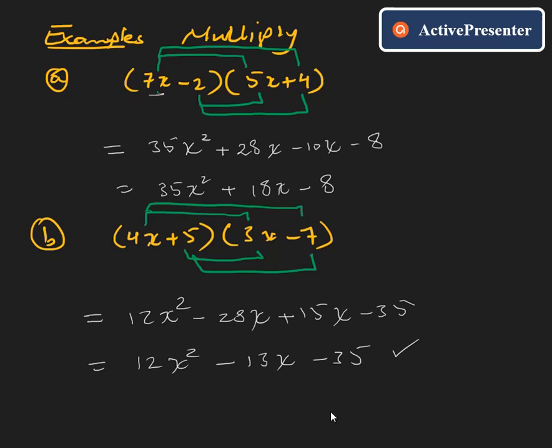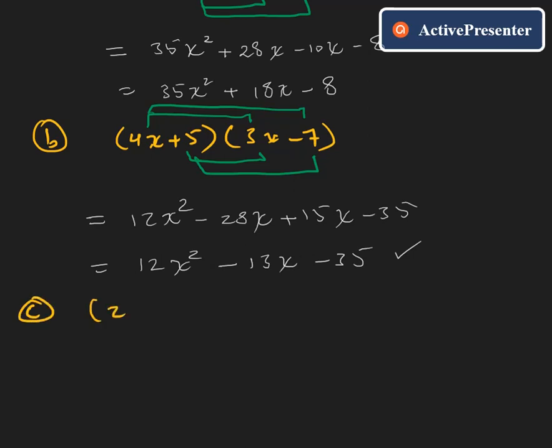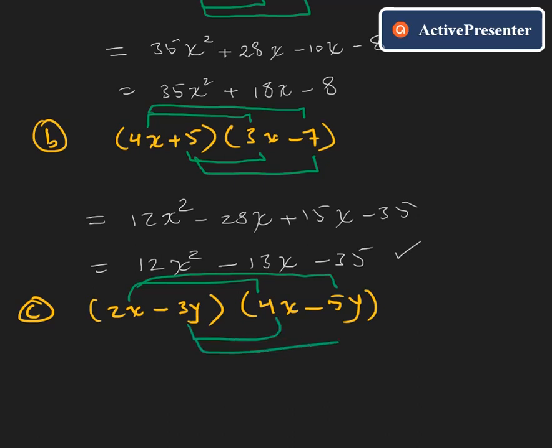So another question, if it comes, let's say 2x minus 3y multiplied in 4x minus 5y. So what we will do right now: 2x multiplied in 4x, 2x multiplied in minus 5y, minus 3y multiplied in 4x, minus 3y multiplied in minus 5y.